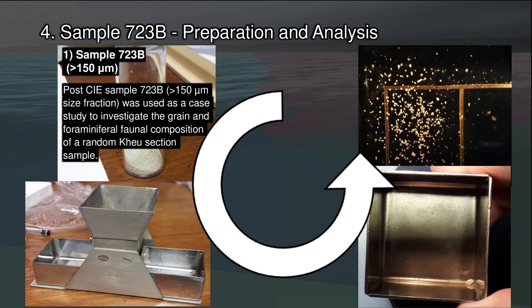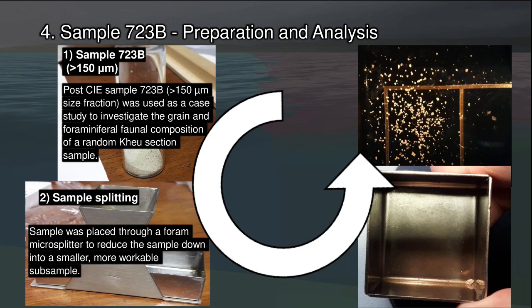Sample 723B was used as a case study to investigate what's typically in these samples. So, what's the grain and foraminiferal composition of a random sample? This sample was chosen at random to begin looking at, just to see what we're dealing with.